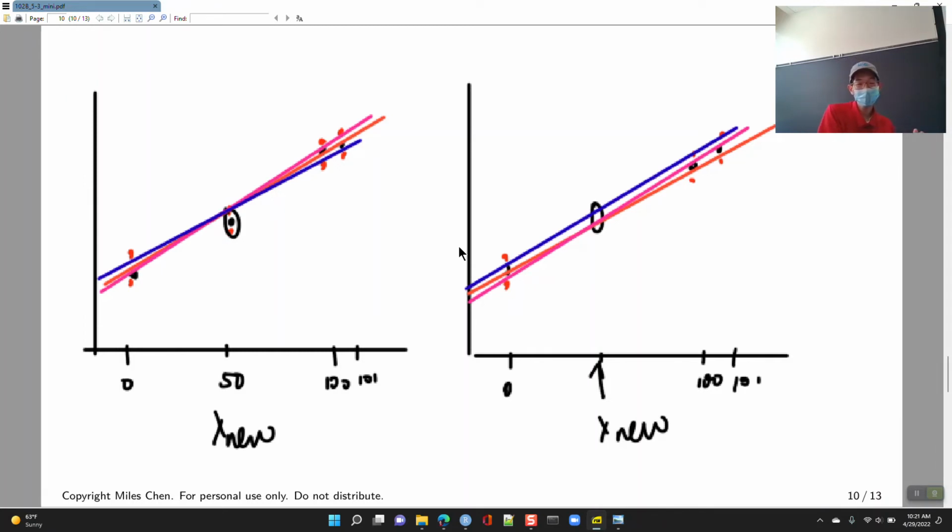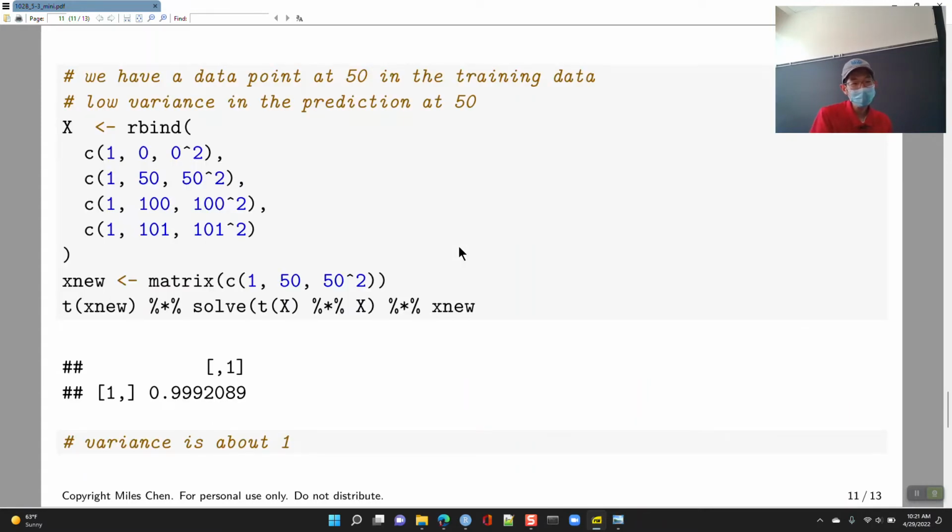Okay, what if I have a quadratic model? This is the fascinating thing: I could take a quadratic model, and when I solve it, it still ends up being a scalar value. I have a column for the intercept, a column for x, and a column for x squared. So I've got 0, 0 squared, 50, 50 squared, 100, 100 squared, 101, and 101 squared. Then I have a new observation at 50, and when I plug this in, the variance I get is about 1.